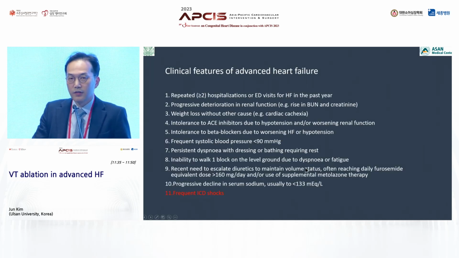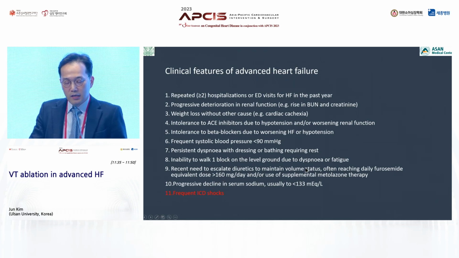What are the clinical features of advanced heart failure? Those patients have repeated hospitalization due to heart failure or renal dysfunction, or they have cardiac cachexia, and they have hypotension, and they are intolerant to RAS inhibitors or beta blockers, and they are very symptomatic at rest, and there is hyponatremia, and they require very high doses of furosemide. And if they have frequent ICD shocks, it is also a feature of advanced heart failure.